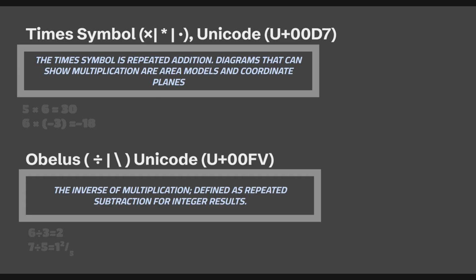The multiplication symbol is used to denote repeated addition. It can also represent the Cartesian product. It can also be represented as an asterisk or dot, and it is expressed as adding a to itself b times. Division is the inverse of multiplication. For integers, it is defined as repeated subtraction.